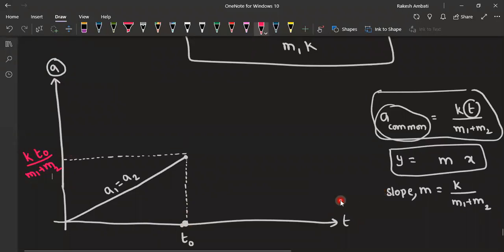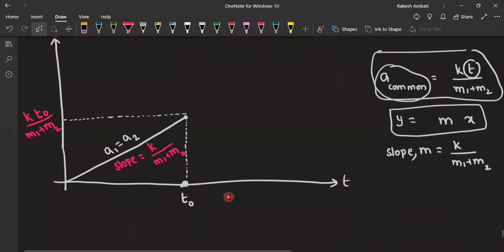I have one more question. What is the slope of this straight line? k upon m1 plus m2. Is it clear up to now? Any doubts? No, sir.